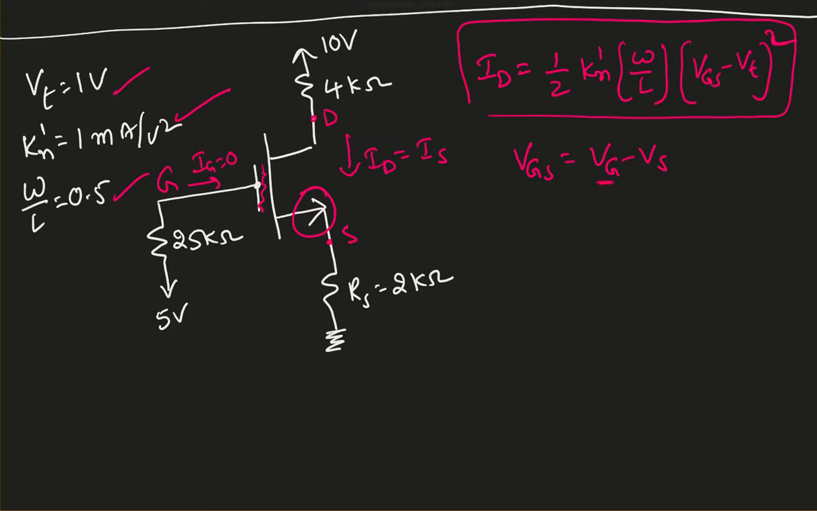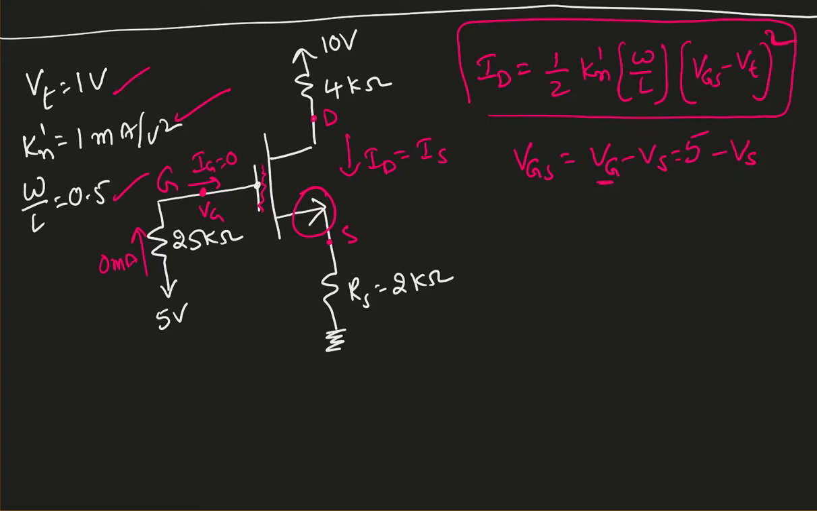But I know VG. What is VG here? What is the voltage at this point? Since there is no current passing through this 25 kilo ohm, there won't be any voltage drop. So can I say my VG is nothing but 5 volt? VS, I don't know. So I'm going to keep 5 minus VS. It looks like S, but that's not S, that is number 5. So 5 minus VS. Now I'm going to substitute 5 minus VS here.